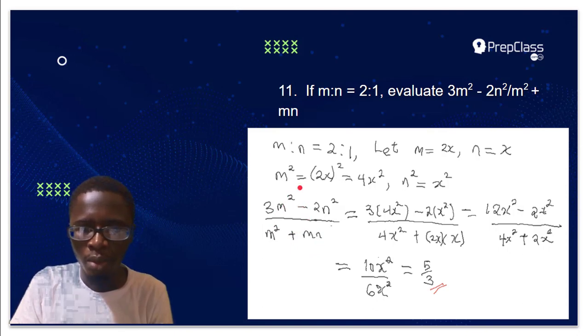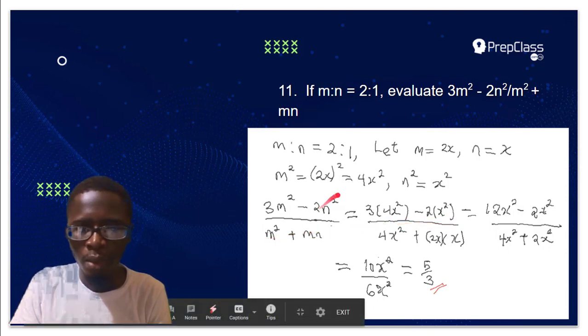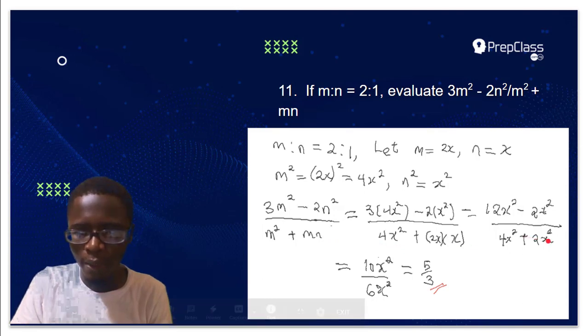So m squared, remember, is the same thing as 4x squared. So you see it here, 3 into 4x squared. And then we now have minus 2n squared. We can see here n squared is x squared. Now this divided by, we have m squared. Remember, m squared is the same thing as 4x squared. So this is what we have here. Plus, now at this point, we're dealing with single m and n. So this gives us 2x times x, and this will give us 2x squared here.